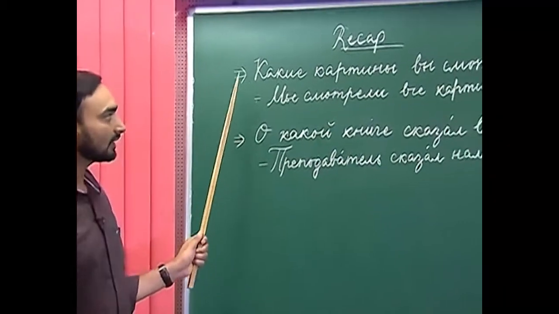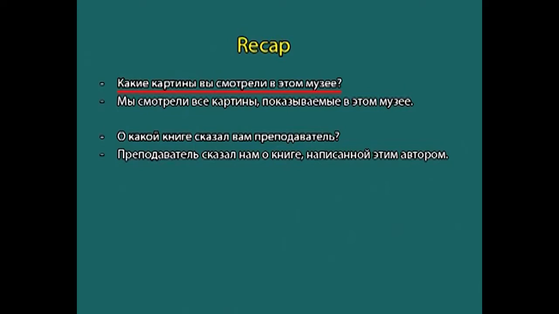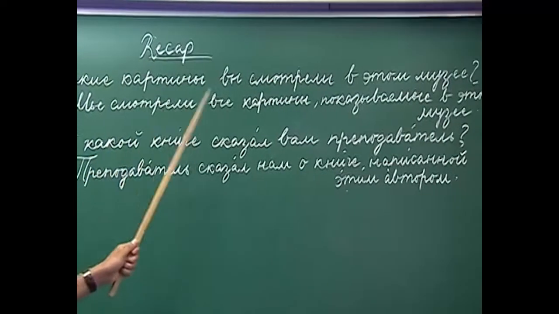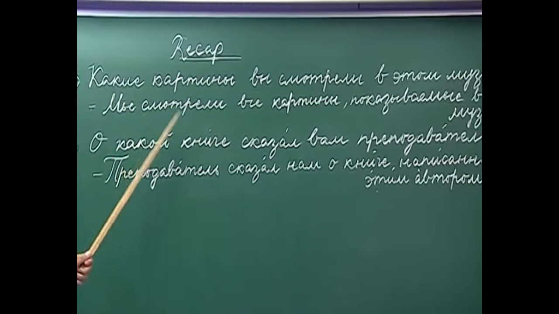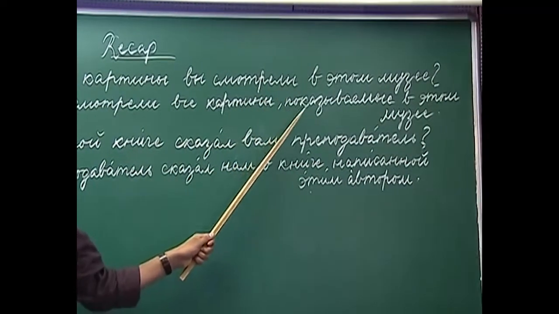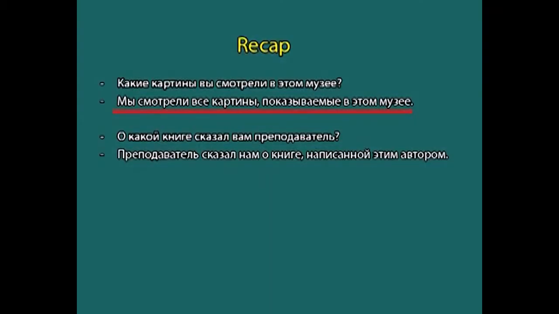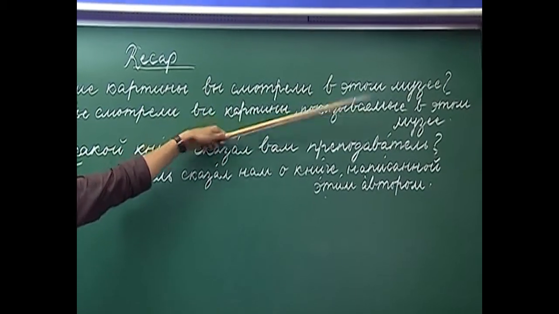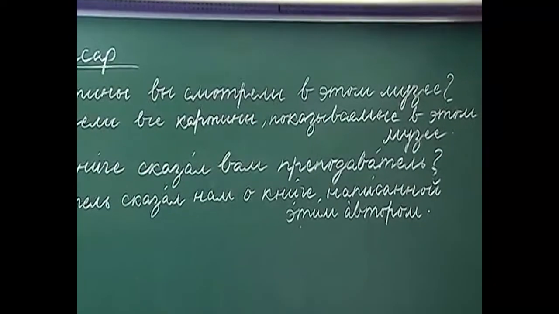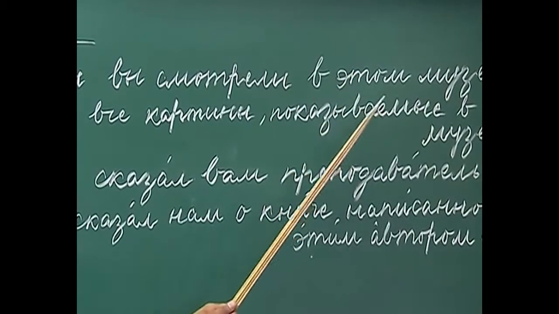used. Какие картины вы смотрели в этом музее? So, which paintings did you look at in this museum? Мы смотрели все картины, показываемые в этом музее. So, we saw all the paintings which are being shown in this museum. So, here as you can see, the passive participle denotes the present tense. So, that is why we are using present participle passive.